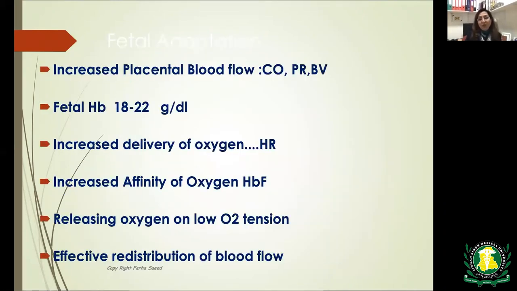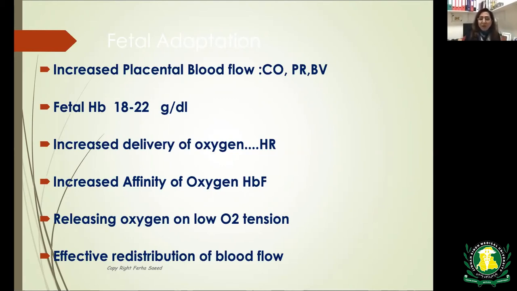As I told you, we haven't gone extinct because of certain adaptations which we have as humans, namely increased placental blood flow. For example, the cardiac output and the blood volume of the mother increase in pregnancy. Fetal hemoglobin is higher than normal adult hemoglobin; it measures around 18 to 22 grams per deciliter. Now, the delivery of blood towards the baby from the placenta is twice the rate. We have a heart rate as adults around 70 to 80, while babies have a rate around 120 to 160. So they have a double opportunity to receive the blood flow.